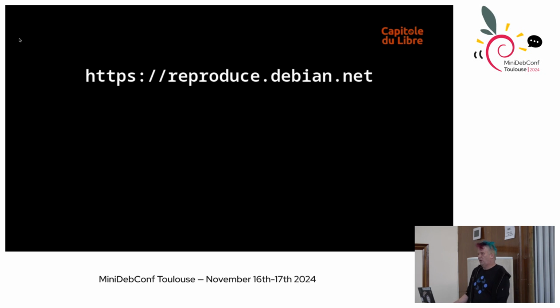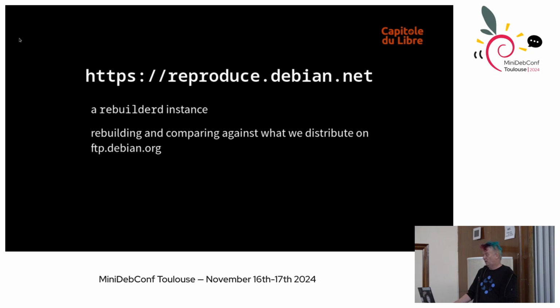So if you go to reproduce.debian.net, it is there with a working SSL certificate since last week, I think. It's one rebuilderd instance, and it's finally rebuilding and comparing against what we distribute on ftp.d.o. And the setup is still in its infancy. Like there are only 2 workers on a host. You can have workers on several hosts. That's not happening. But it's doing what it's doing. And at the moment, also, rebuilderd has no support for several architectures, or we don't know whether it's working. It's unclear. I got access to RISC-V hardware now, where I want to set up a similar instance.